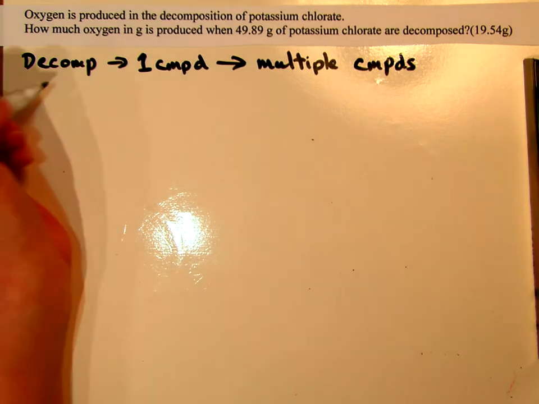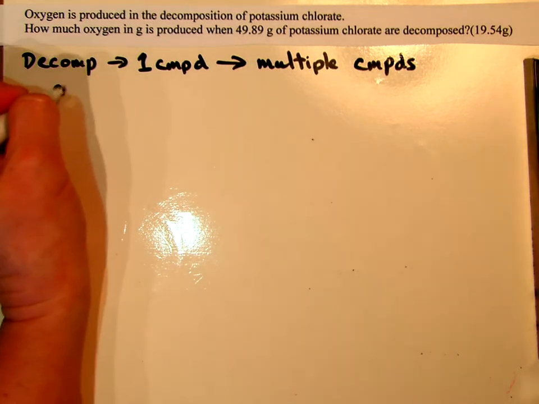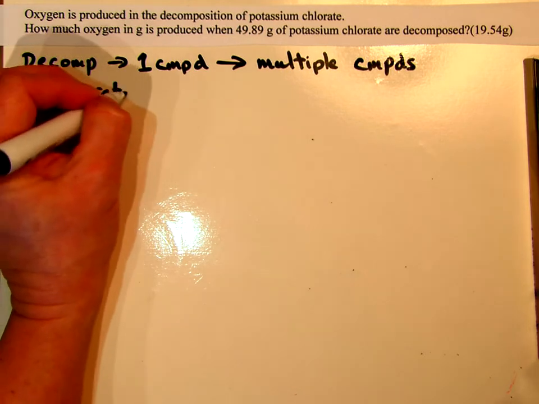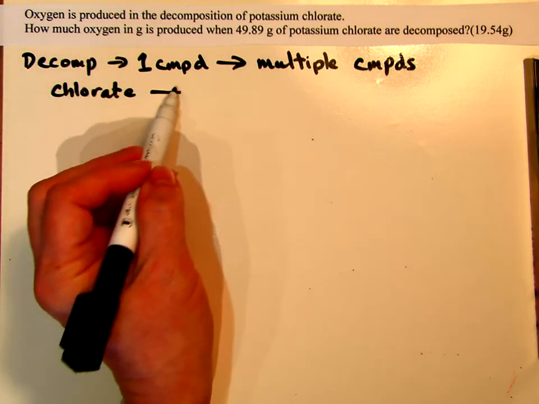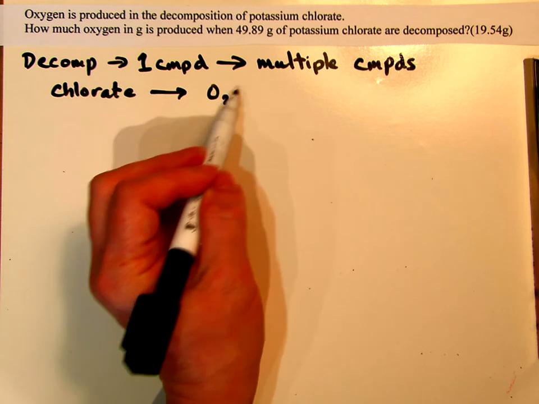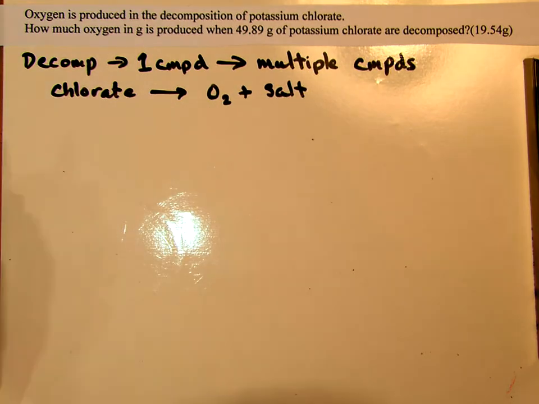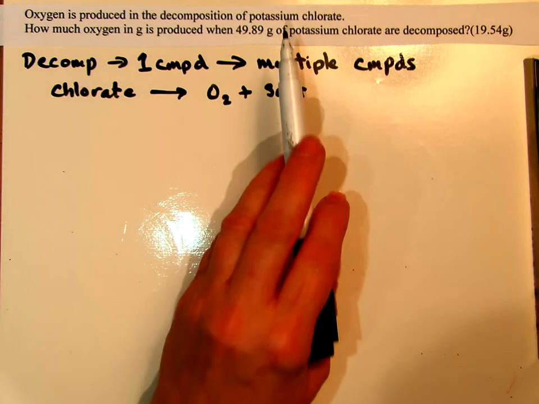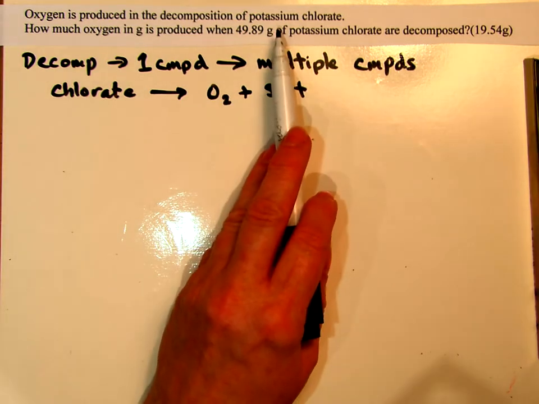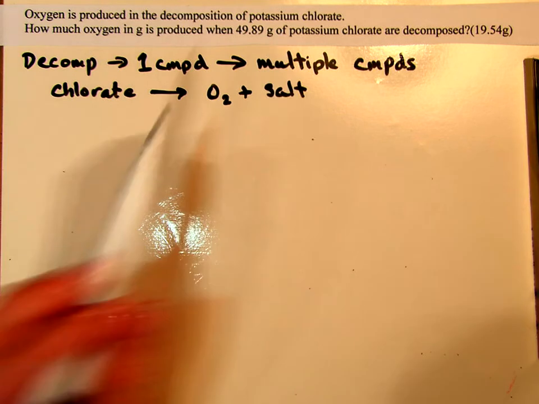And a general rule of thumb that you're going to learn today is that anything with the chlorate in it, when it decomposes, breaks down into oxygen gas plus some kind of salt. And that's what's happening in this problem. So we're decomposing potassium chlorate. So potassium chlorate is going to be a reactant.